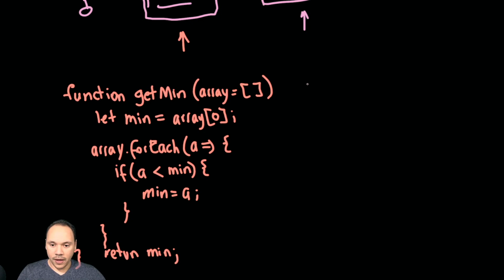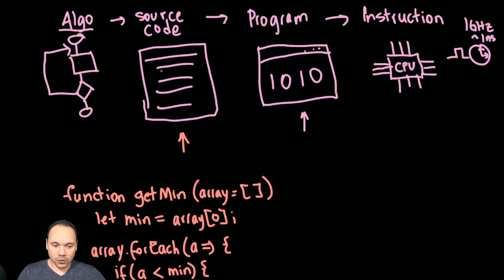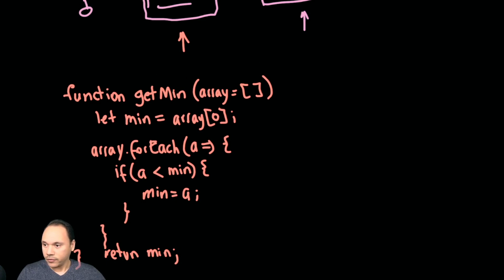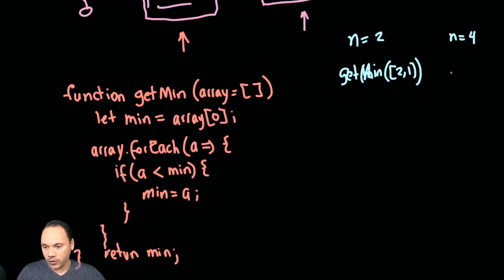So let's do 2 examples. Let's remember that we want to estimate how many computations we have to do per each statement. Let's use a different color. Say we have an array of two elements, right? So we have get minimum of 2, 1, and then let's say we have an input of 4 elements. Let's say we have 3, 2, 4, 1. So let's see how this runs.